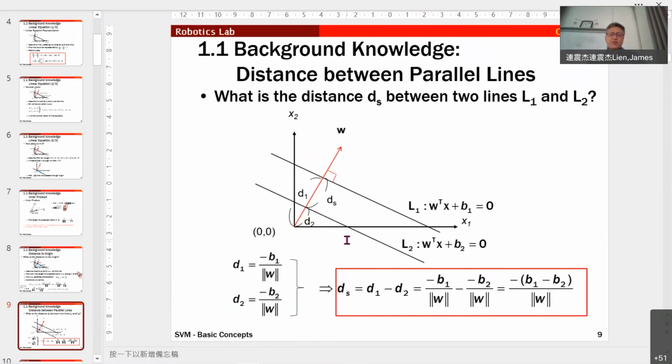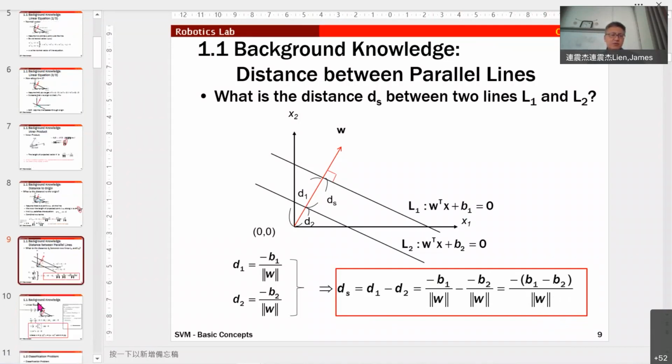Here is the most important one. If there are two parallel lines, the distance between them is ds, which equals d1 minus d2. Finally, the distance between two parallel lines is the subtraction of the constants divided by the normalization term. So we need this term. We keep going.